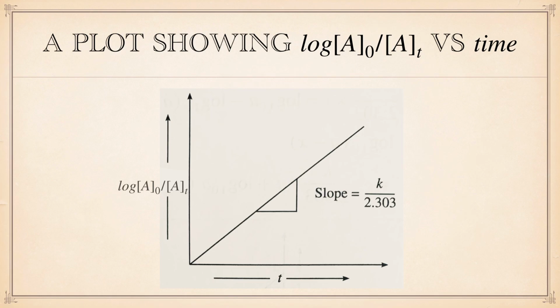And what is the slope over here? Slope is equal to k upon 2.303. As it is a positive slope, the line is going upwards. Okay, so hopefully this thing is cleared. The graph part is done. So now we will see the examples of first order reaction.